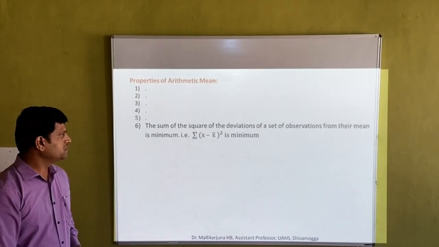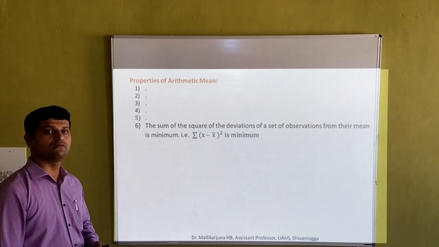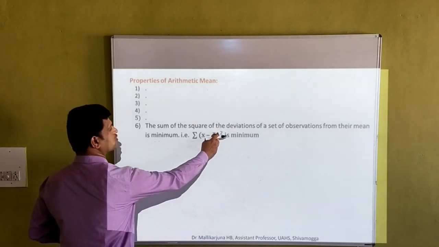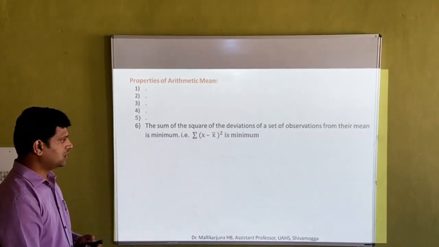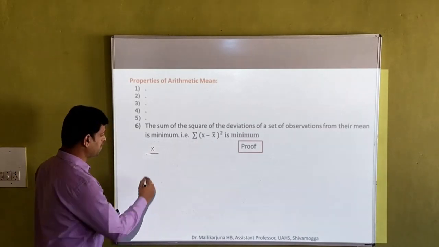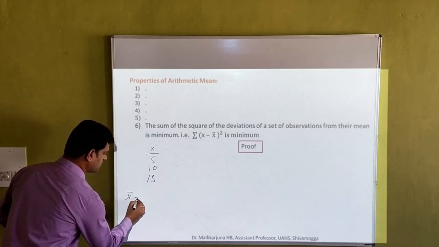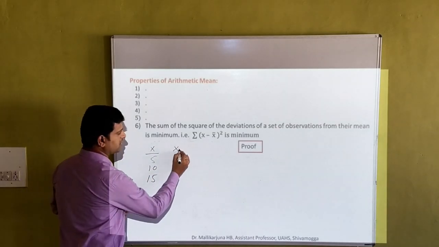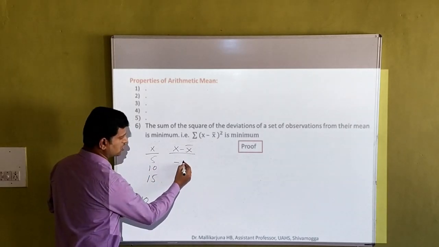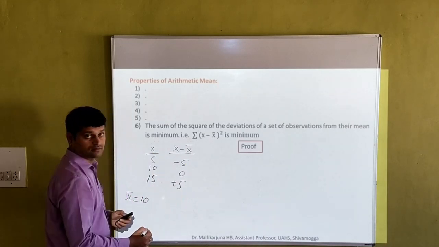Now, next property: the sum of the squares of the deviations of a set of observations from their mean is minimum. Summation of (x minus x bar) squared is minimum. I will take this with the proof. Same example, 5, 10, 15. We already got x bar as 10, so x minus x bar, from the previous values, is minus 5, 0 and plus 5.